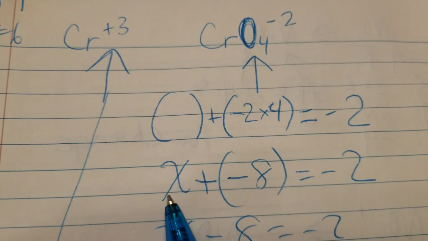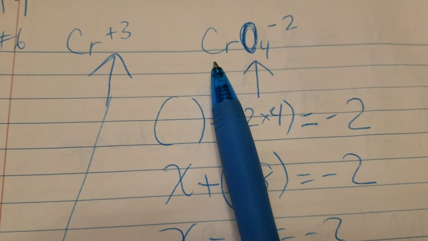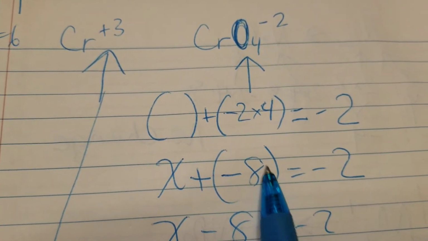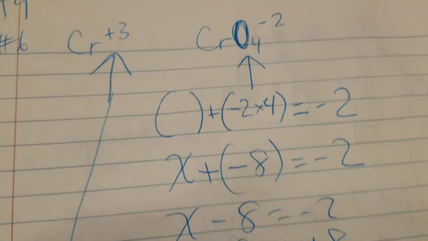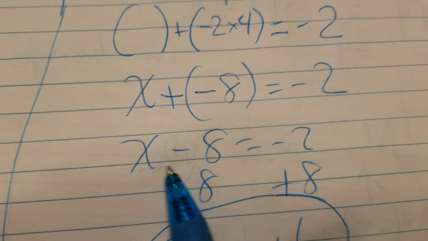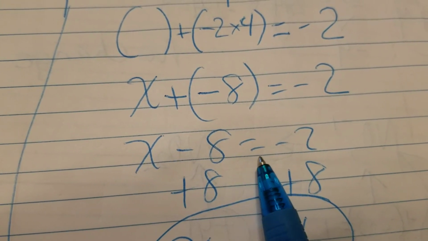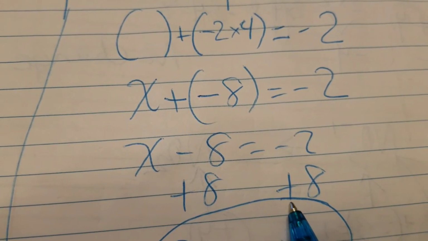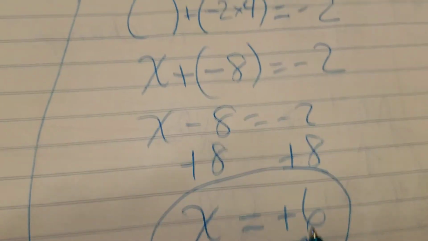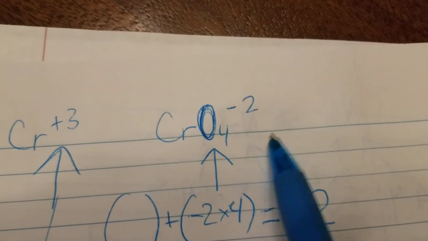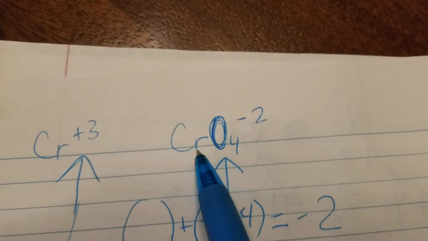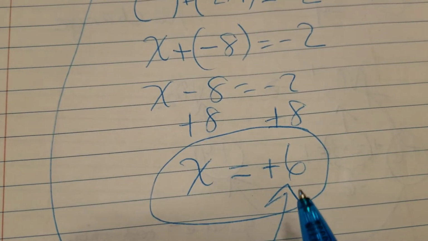See, X represents the oxidation number of chromium. The 4 oxygens equaled -8. And overall, together, when you add them up, they equal to -2. Okay, so here's my equation, right? X minus 8 equals -2. Add 8 to both sides, simple algebra. What do you have? X equals +6. So in this compound, in this ionic compound, you have chromium with an oxidation number of +6.